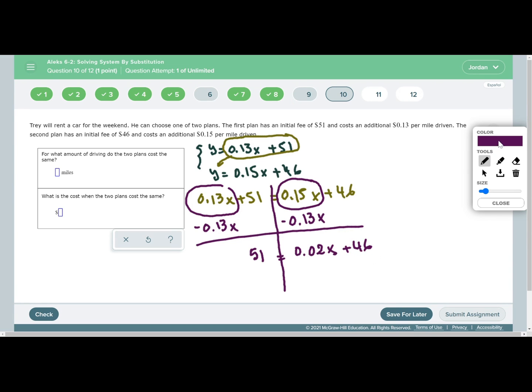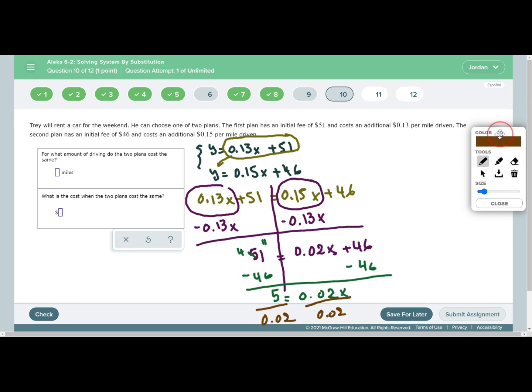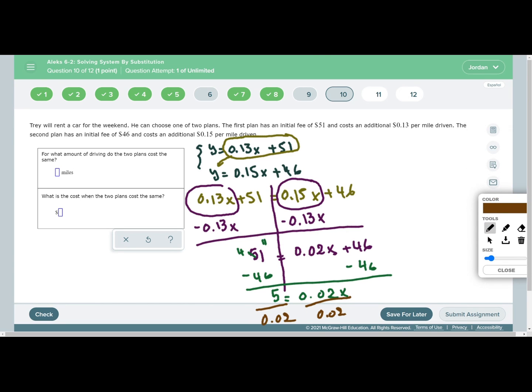Plus 46. All right, so now what we're going to do is subtract 46 on both sides to isolate the x. Okay, so that will give us, borrow 1 from the neighbor, that will be 45 equal to 0.02x. And then we divide by 0.02 x. Oh, sorry, no x. That will give us 5.